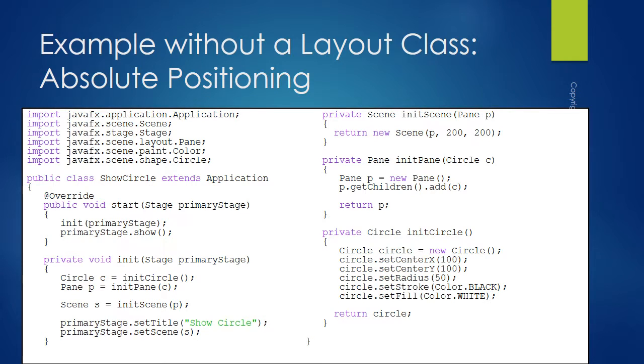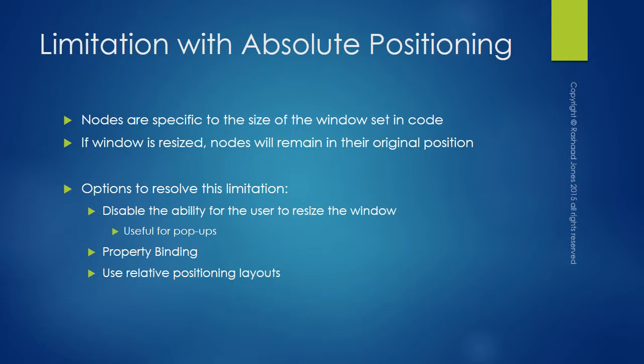And then the second thing I want you guys to understand: if you were to run this code, we would get our UI, but if we decided to make our window bigger or smaller, the circle won't move. So I can make my window bigger, and depending on how big I make the window, the circle will no longer be in the middle of the window. And if I make my window too small, I can actually hide the circle, so the circle is no longer visible. So this is not really a proper way of doing it. Absolute positioning works in certain situations, but there are some limitations with it, because the nodes are specific to the size of the window that's been set in code.